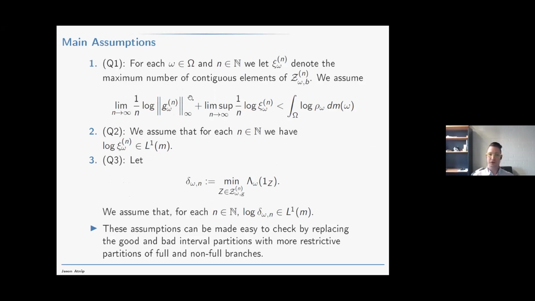So a contracting potential in the closed setting would just be the 1 over n log sup g less than the integral of log rho omega. But now in the open setting, we're going to require this additional assumption that the 1 over n log sup g plus lim sup 1 over n log psi omega n is less than the integral of log rho omega. Here, the psi omega n number is going to be the maximum number of contiguous bad partition elements.